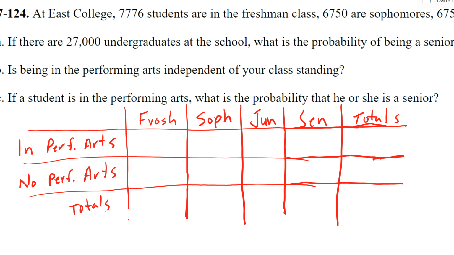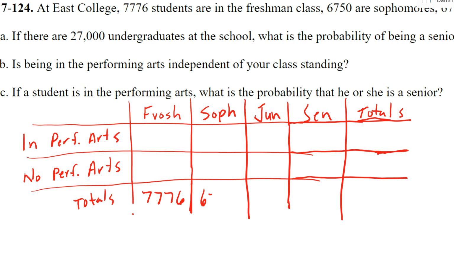So my freshman class has a total of 7776 students. My sophomores have 6750. My juniors also have 6750. It said that the rest are seniors. But then it says there are 27,000 undergraduates at the school, which means all of them. In a college, undergraduates means freshmen, sophomores, juniors, seniors. So that's the total.